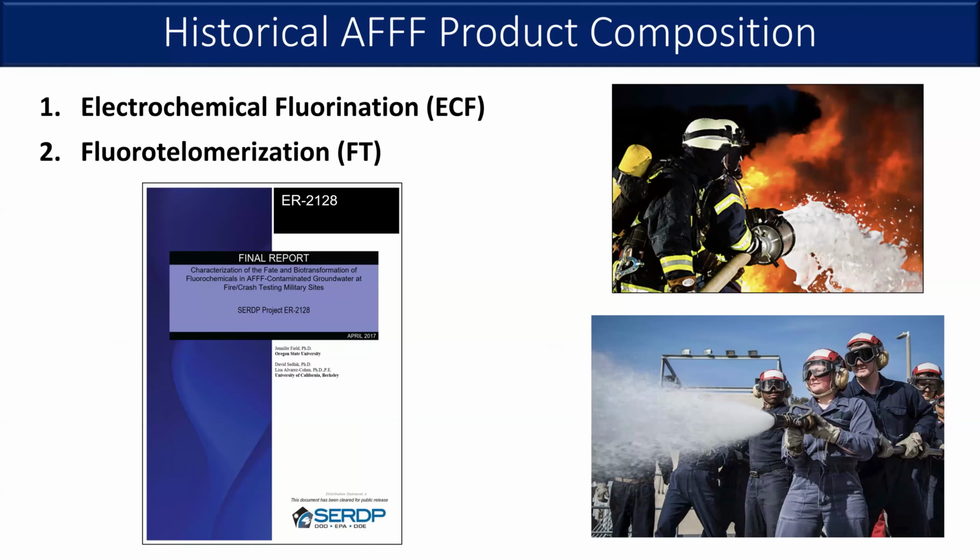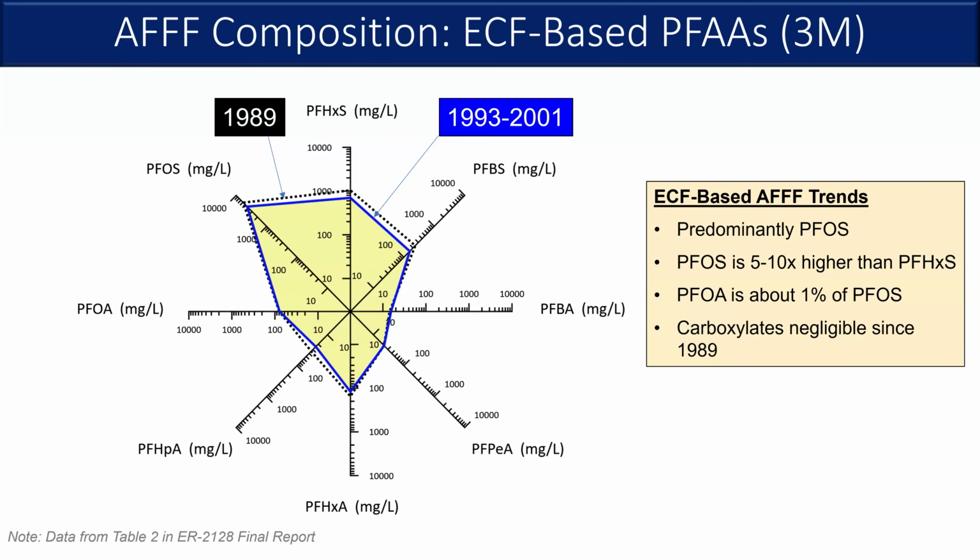So in terms of AFFF products, there was some great work done by Dr. Jennifer Field, Dr. David Sedlak, Dr. Lisa Alvarez-Cohen back in about 2017. They published a report as part of a CERTA project. What they did is they analyzed the composition of the raw AFFF products, both produced with electrochemical fluorination, which is one process, or with fluorotelomerization. I'm just going to show you what they found in terms of what the composition of the actual raw AFFF products looks like, and what that tells us about what we expect to see in soil and groundwater when these different products get released.